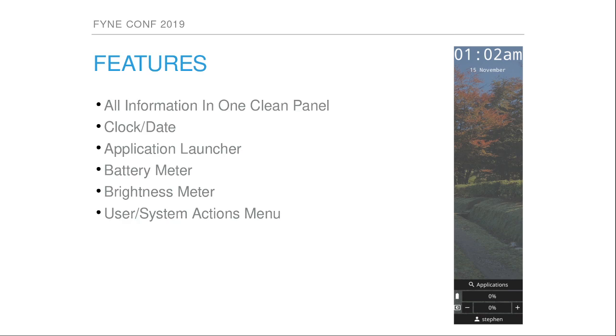The panel that FyneDesk has will put all of your information in one place. It's a clean panel. You've got your clock, your date, application launcher, battery meter, brightness meter, and a user system action menu. As we go forward, and we'll talk a little more about this later, any kind of widgets or gadgets or nice little additions, this would be a great place for them to go.